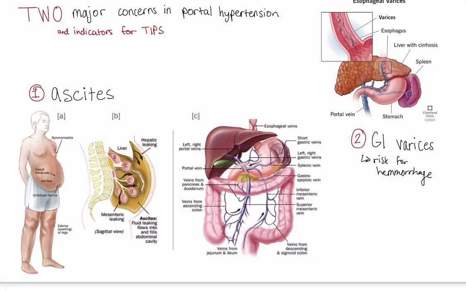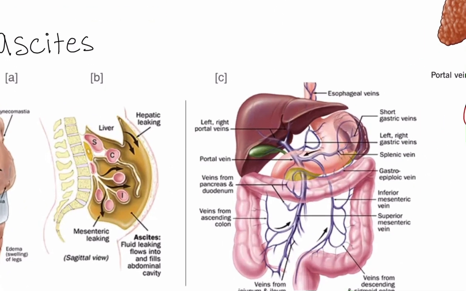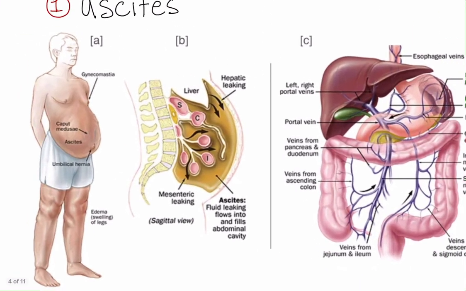Now, to return to TIPS and how we can alleviate portal hypertension, it's important to look for two major indications, which are also two of the major concerns in portal hypertension, which we initially touched on. The first one is ascites. Now, this is an interesting diagram because we also see caput medusae, or the accumulation of blood from portal hypertension in these extrahepatic superficial vessels.